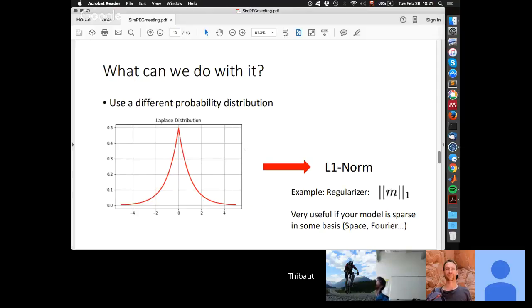So what can we do with it? The first thing you can think of is to use a different probability distribution. If you use a Laplace probability distribution, you get back the L1 norm. That's something you use successfully, for example, if you want to recover a sparse model in some basis. That can be in the space domain, but if you want your model to be sparse in Fourier or in wavelets, etc., that would work the same.